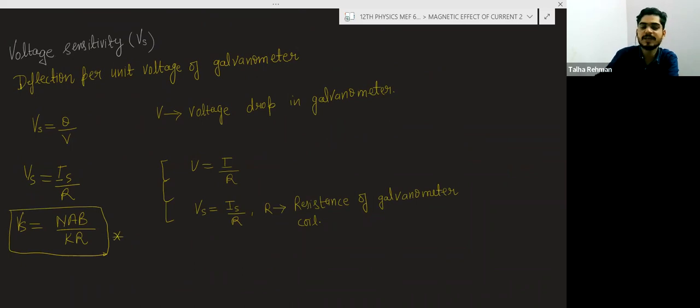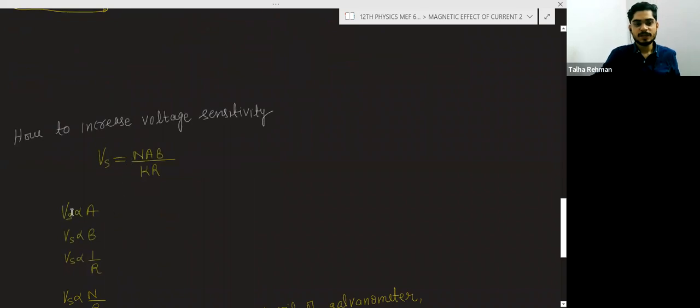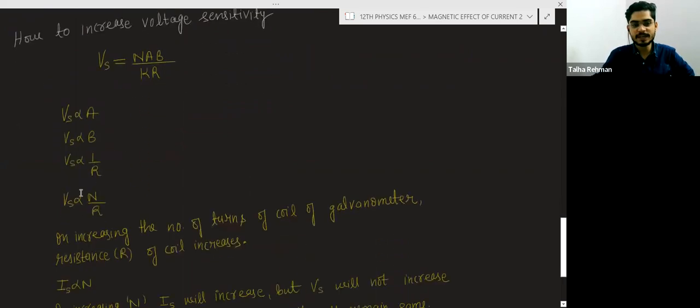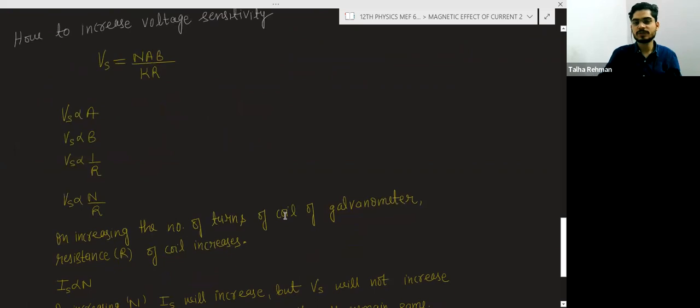So here the resistance will affect the voltage sensitivity, because in the formula we have this resistance. Now how will we increase the voltage sensitivity? With respect to the formula, voltage sensitivity is directly proportional to area, directly proportional to magnetic field, and directly proportional to N by R. So on increasing the number of turns, the resistance of the coil will also increase, means this ratio will remain the same, means this voltage sensitivity will remain the same.